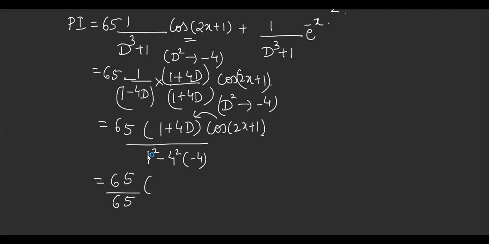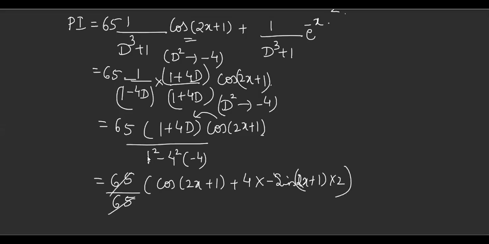Now what do you do? Take this inside. This is 1 into cos 2x plus 1, the same, plus 4 into the derivative of cos 2x plus 1. The derivative of cos is minus sine of 2x plus 1, into 2. Yes, it is done for this term. This is what you have got for the first term. Let us find it for the second.